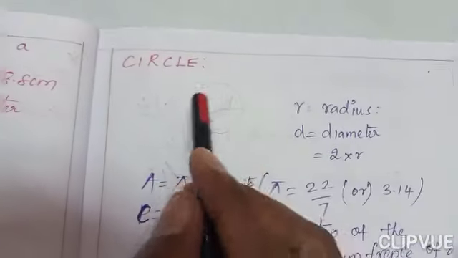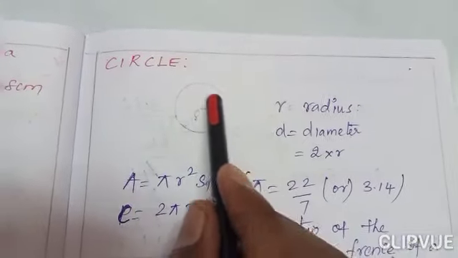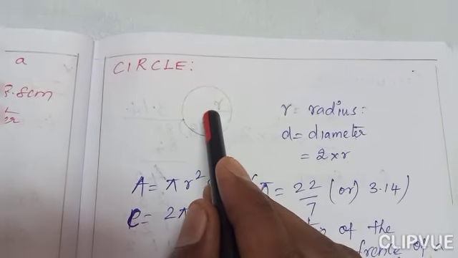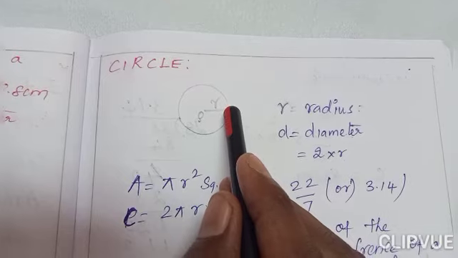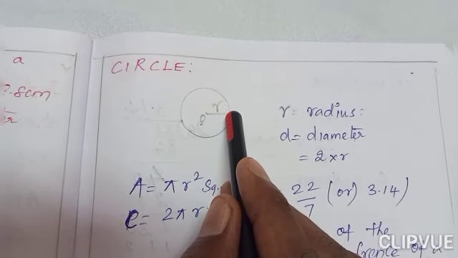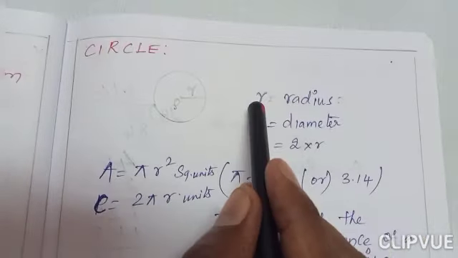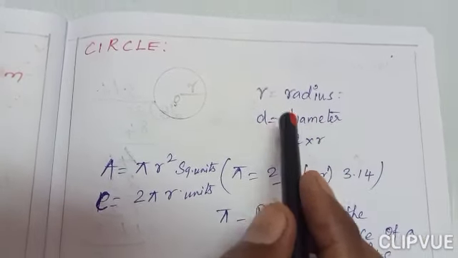Students, the next geometrical shape is the circle. The center of the circle is O. The distance between the center and one end of the circle we know as the radius. Usually it is denoted by the small letter r.